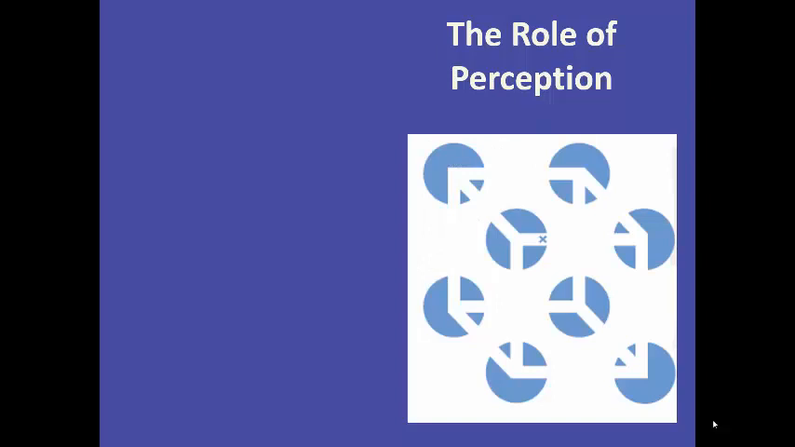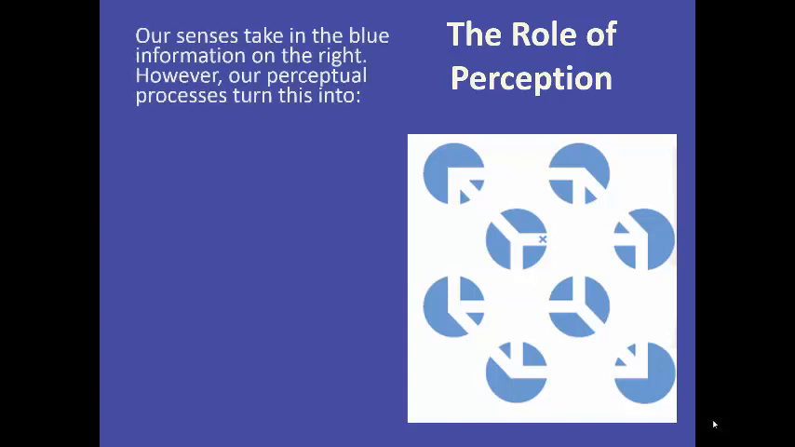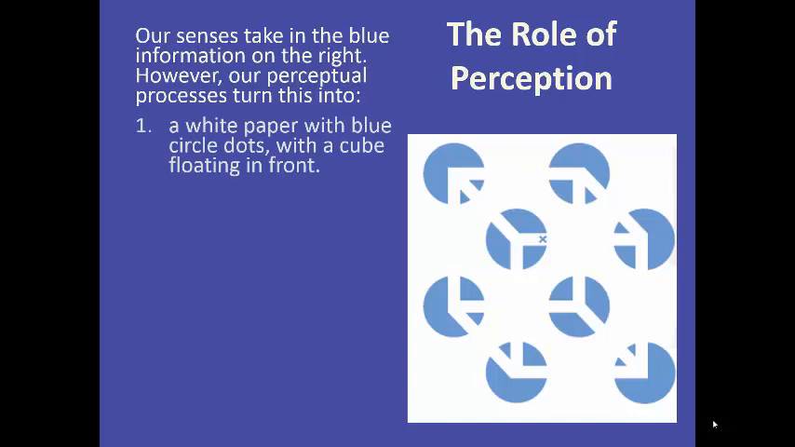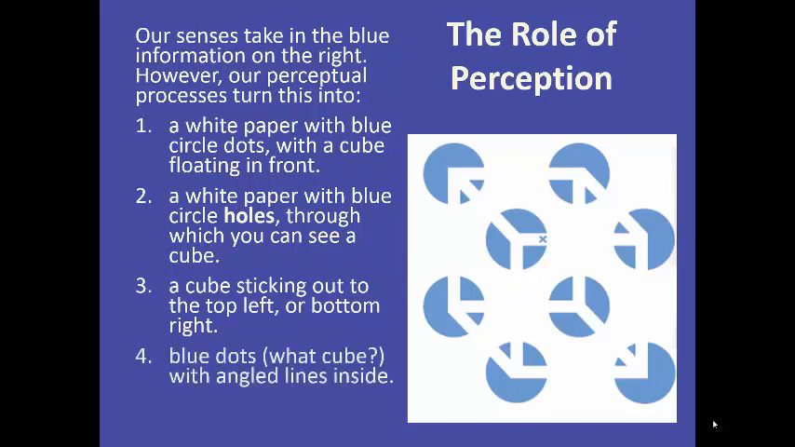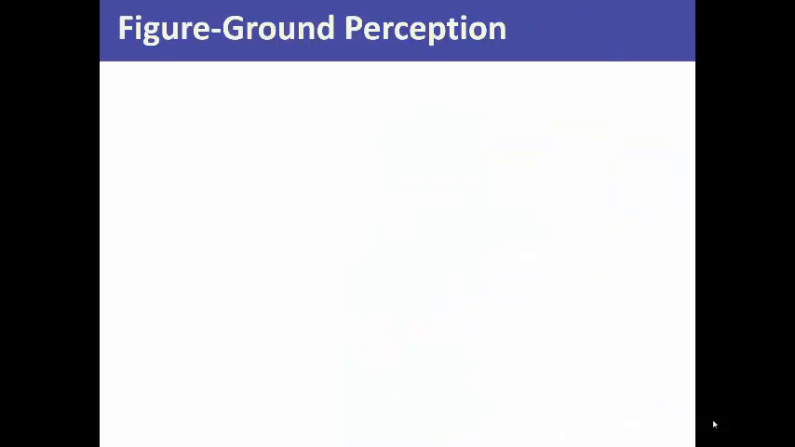So the roles of perception. Look at the image on the right. Our senses take in the blue information on the right. However, our perceptual processes turn this into a white paper with blue circle dots with a cube floating in front. A white paper with blue circle holes through which you can see a cube, and a cube sticking out to the top left or bottom right. So you can see, depending on how you view it, that our mind can fill in the blanks. So, the blue dots with angle lines inside.